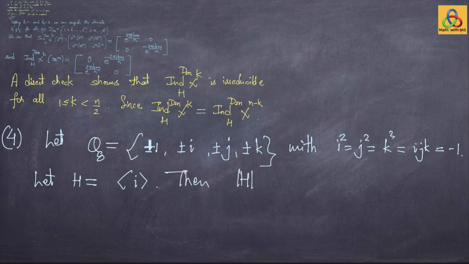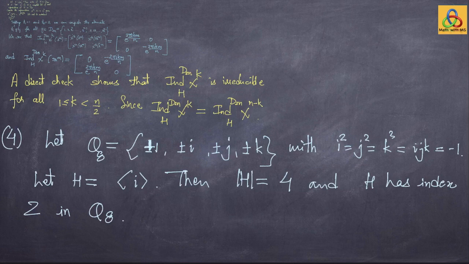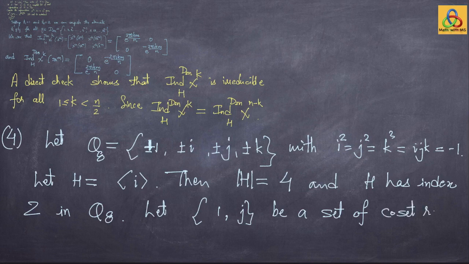Then the order of H is 4 and H has index 2 in the quaternion group Q8. So you can choose a set of coset representatives. Let 1, j be a set of coset representatives of H in the group Q8. You could have also chosen 1, k.